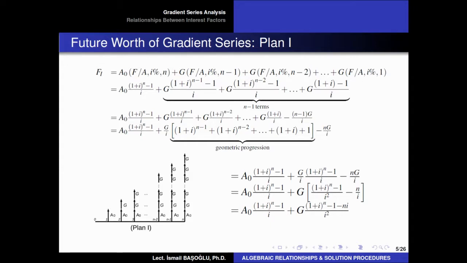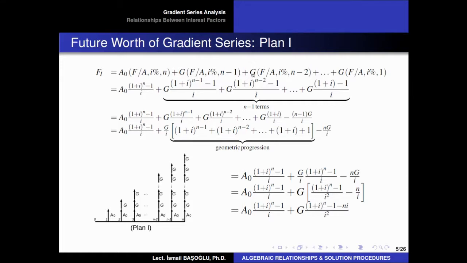Okay, so by extended notation, we have represented the future value of this gradient series of payments at the end of year n. Now, let's just convert each extended notation to its formula. So we know that the uniform series compound amount factor is formulated as (1 plus i) to the power n minus 1, over i.